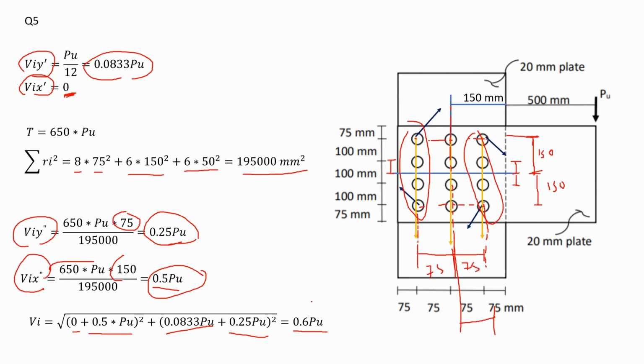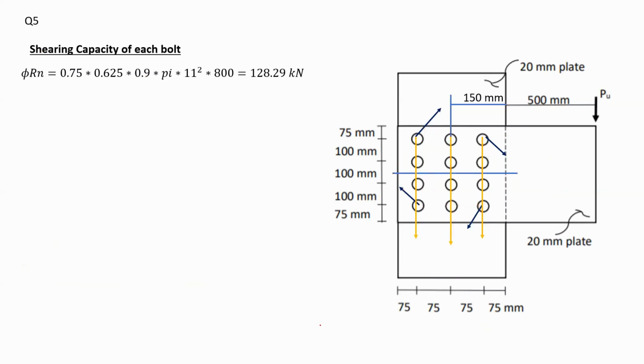Now from here, I have the shear force on a bolt. I have to find the capacity of my bolts. So first of all, we consider the shearing capacity of each bolt. Again, as we were doing before, the threads are excluded. That's my phi. I have the area of the bolt multiplied by F ultimate 800. From here, the shearing capacity of each bolt would be 128.29 kilonewtons.